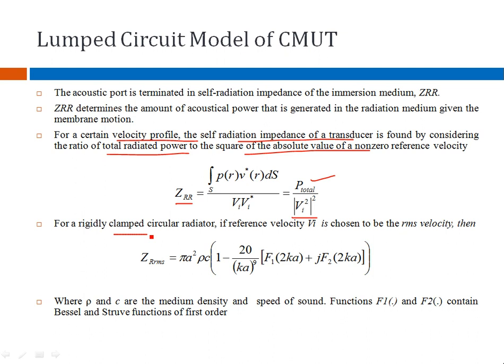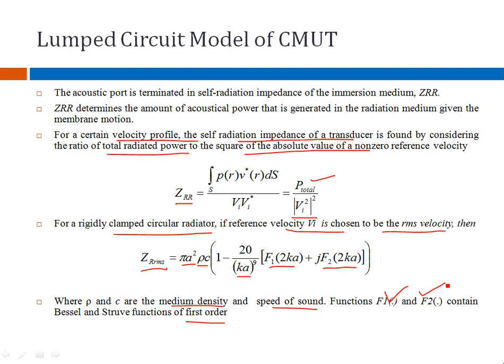For a rigidly clamped circular radiator, the self-radiation impedance of, for example, a piston radiator is well established. If the reference velocity is shown to be the RMS velocity, like we have shown before, then in terms of this RMS particle velocity, the radiation resistance can be expressed in terms of the acoustic impedance of the radiated medium multiplied by the area of the radiating membrane. In terms of frequency, which is the wave number, you have this radiation impedance in terms of frequency, where F1 and F2 consist of Bessel and Struve functions of first order. Rho and c are the medium density and the speed of sound.